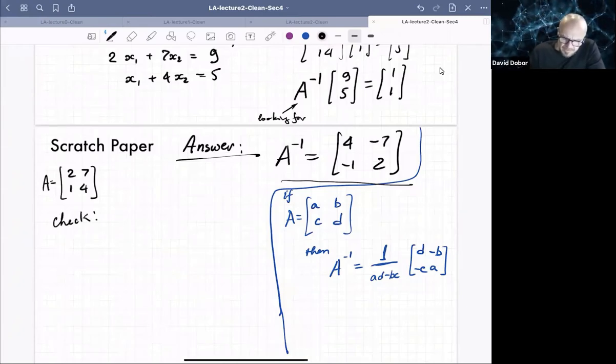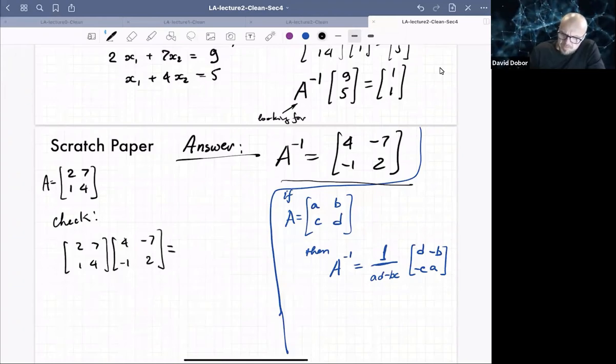Indeed, 2, 7, 1, 4. If you multiply it by 4, minus 7, so help me real quick. Multiply those matrices, and let's make the right-hand side purple. I want this to be an identity matrix. This is under question as of right now, but let's see.